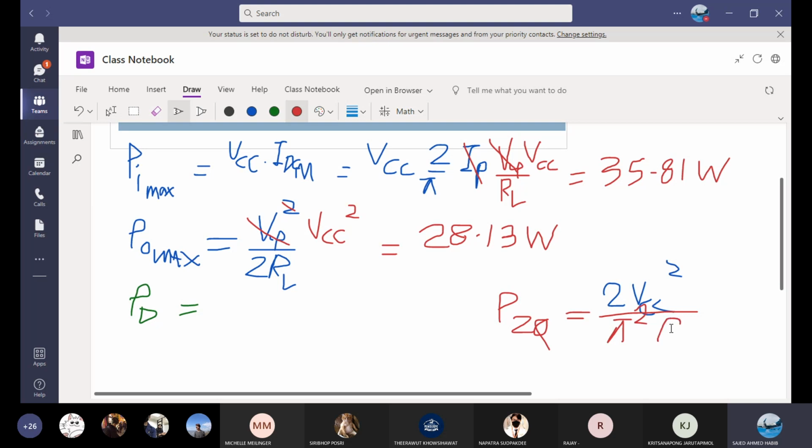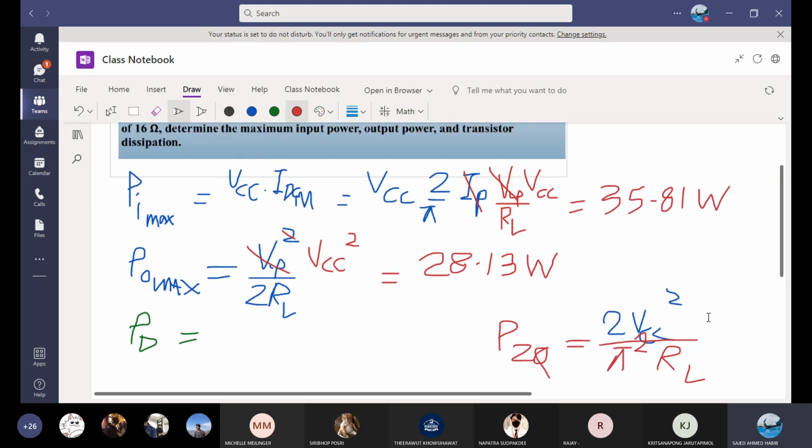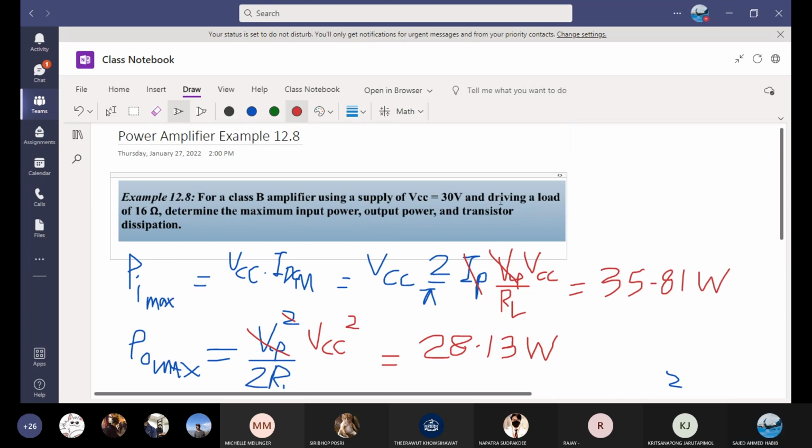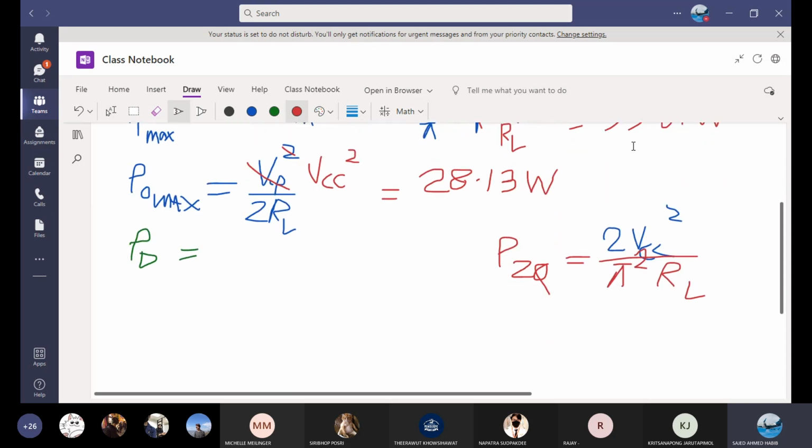Pi square RL. Transistor dissipation. When you drive a load with a class B amplifier, you don't want the load to have one cycle off, another cycle on. We're assuming that two transistors are running. So if you take this formula, 2 VCC square over pi square RL, you get the power, the heat loss for two transistors. But if you divide this by 2, you get the heat loss in each transistor.